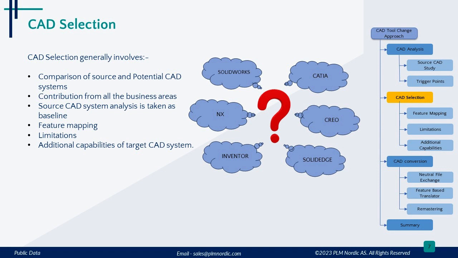CAD selection is a crucial task that involves the contribution from all the areas starting from design and development to manufacturing and servicing. Source CAD analysis is taken as a baseline to look for target CAD software capabilities. Needless to say, they should offer seamless and reliable integration with PLM or PDM system of the organization. Furthermore, we will see feature mapping, limitations, and additional capabilities in detail.